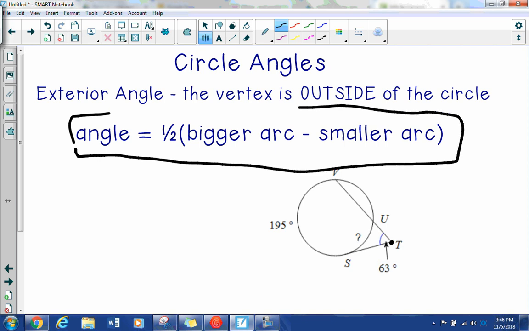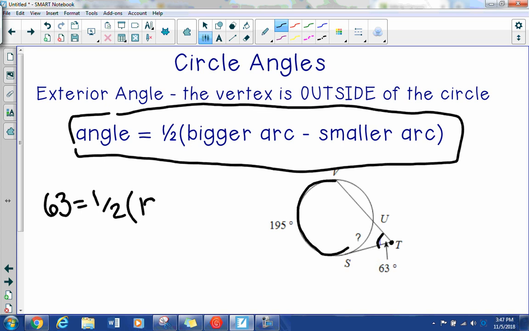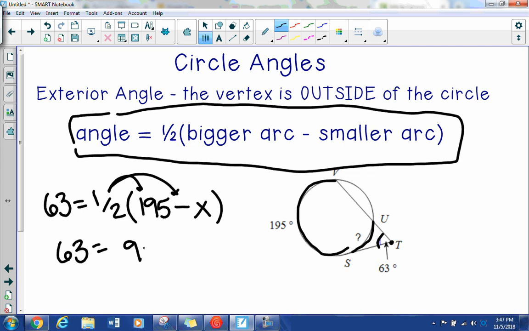smaller arc. But in this case, they gave us the angle of 63, and that is equal to 1/2 of, notice in this case, they gave me the bigger arc of 195 minus the smaller arc is actually what I'm looking for. So I'll say minus x. This gives me an equation that I can use to solve for x. I would first distribute the 1/2. And so I'd get that 63 is equal to 97.5 minus x. Then I would subtract 97.5 from both sides of the equation.